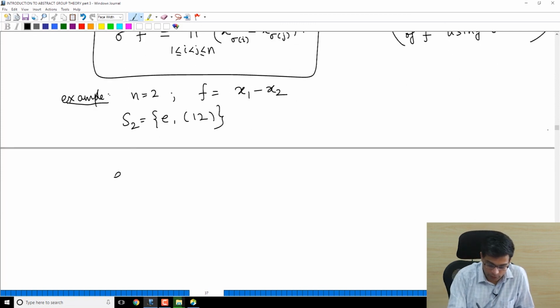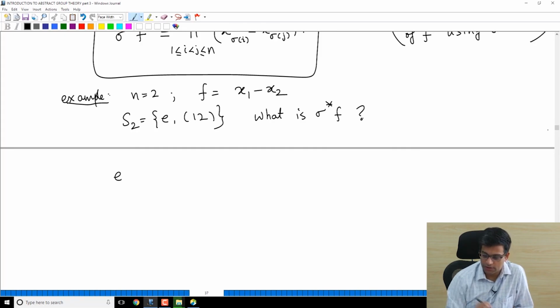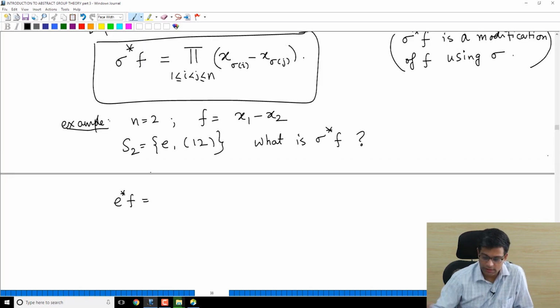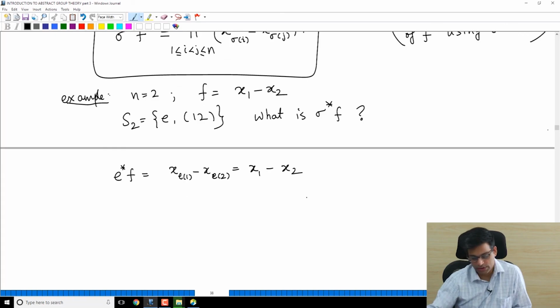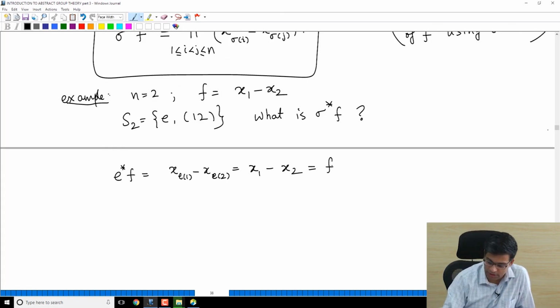So for any sigma we can define, so let's compute this in these 2 cases. e star f is a compact way of writing x sigma i minus x sigma j, but if you spread it out, what would it be? e is the identity element, so nothing changes. So you have x e of 1 minus x e of 2, but e of 1 is 1, e of 2 is 2. So this is just x1 minus x2, which is just f, right?